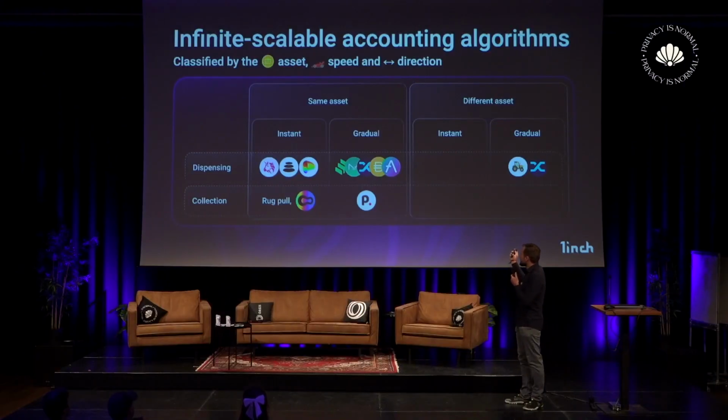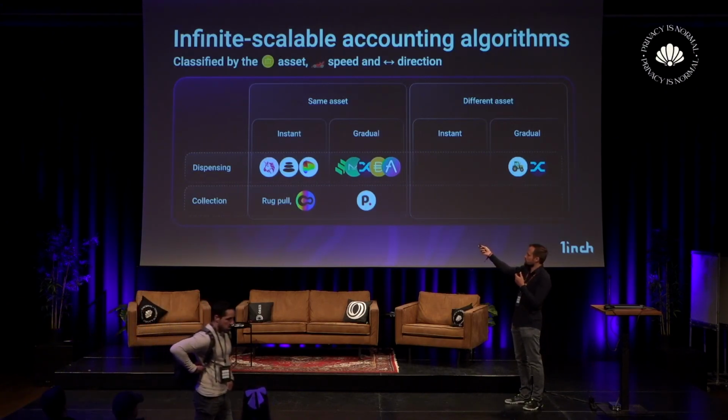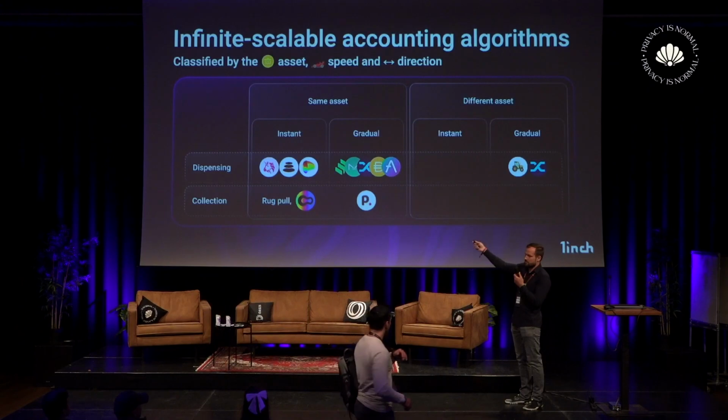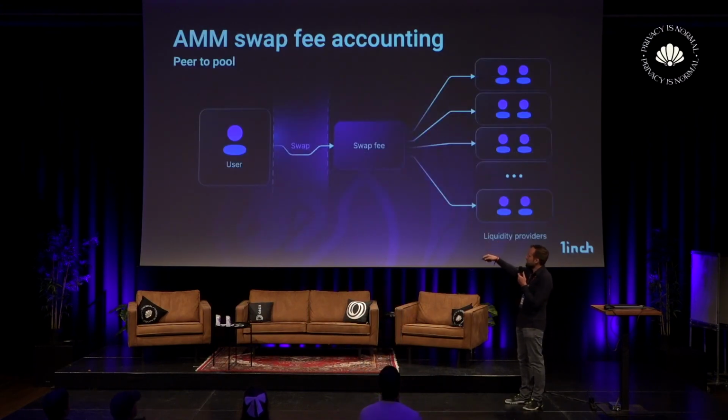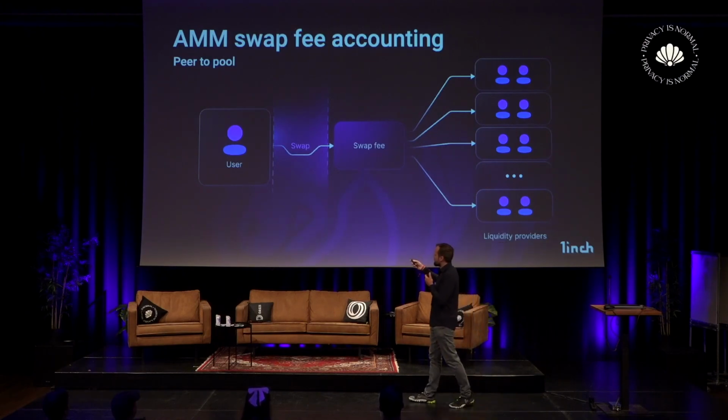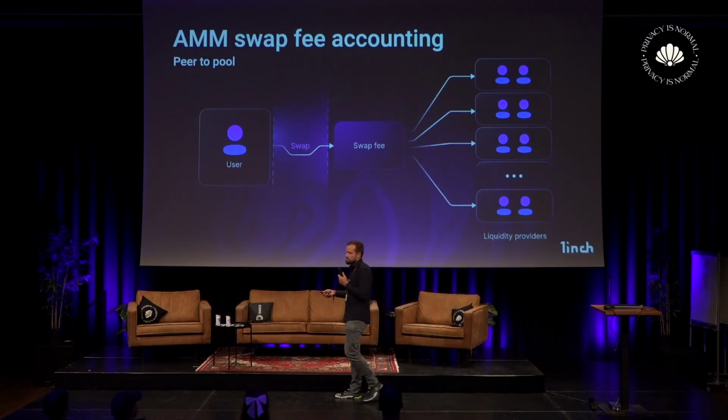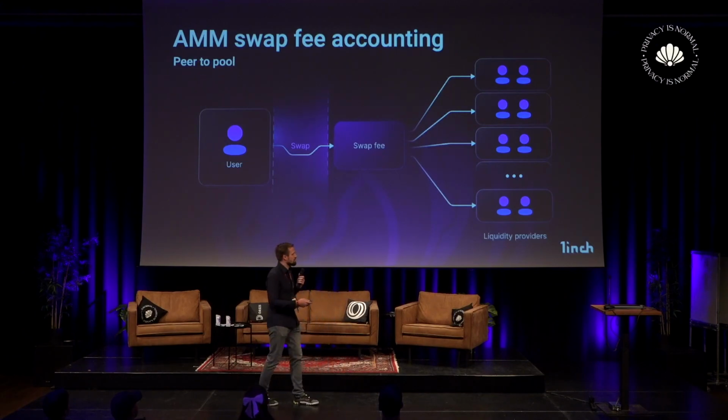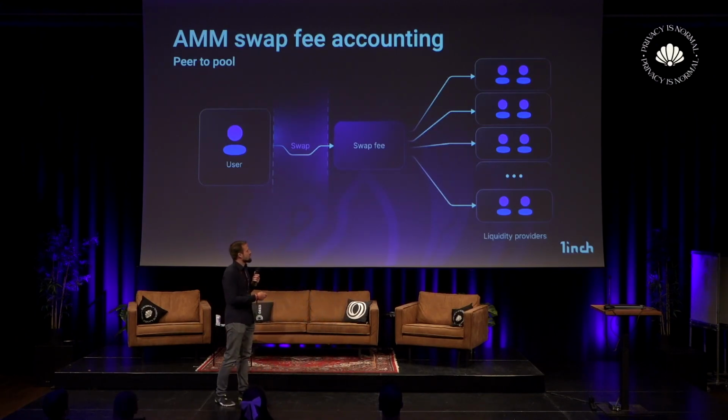So here I put some protocols, and algorithms in those protocols are classified like that. So let's dive into it. For example, in AMMs, the fee from one user is distributed among multiple liquidity providers. And it doesn't matter how many liquidity providers you have. Is it 1,000 wallets or 1 million wallets? This swap fee will be distributed proportionally to their liquidity with O(1) complexity.